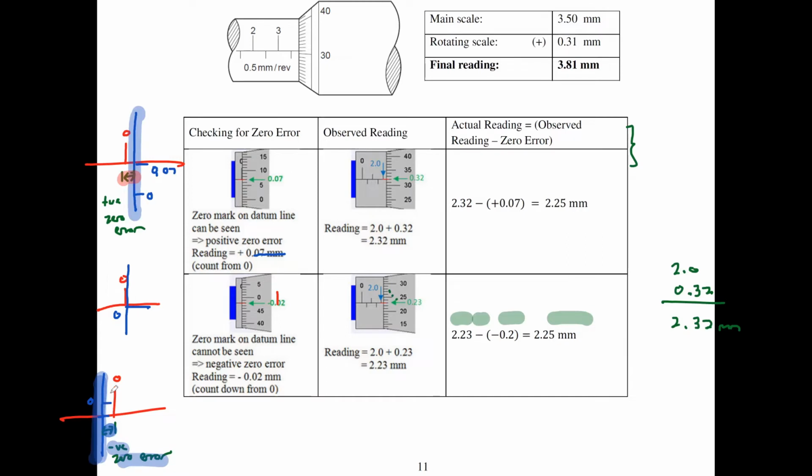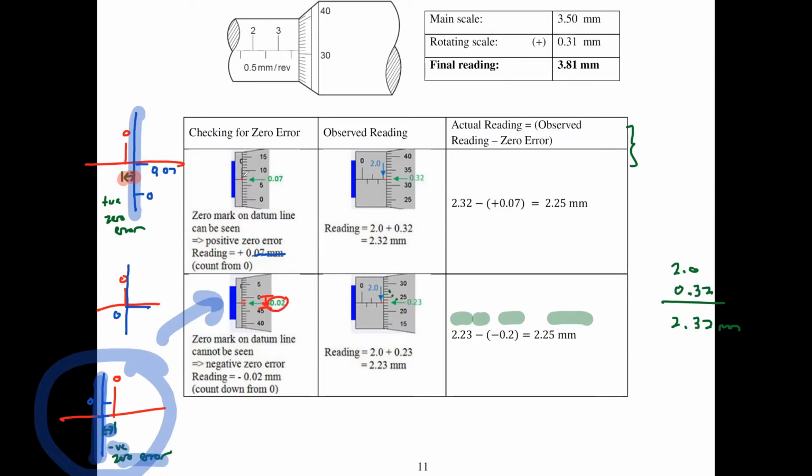So what you see here is actually this one here. You can see the line for your 0 here, right? But in this one, you cannot see the line for your 0 anymore. It's already been covered by your rotating scale. It's actually slightly before your 0. So in cases like this, your 0 error is read from here to here. This one you see is 1, 2, so it's 0.02.